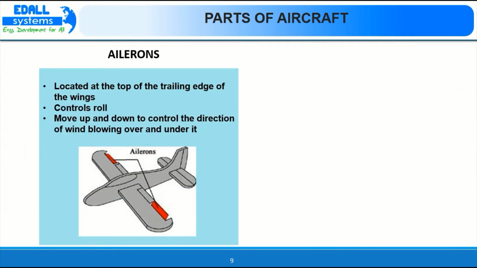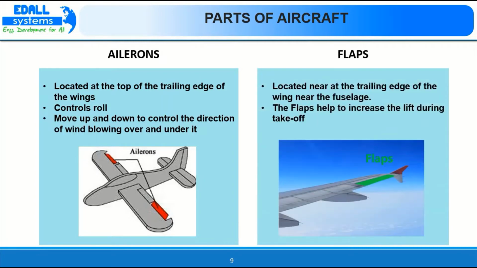So ailerons are located at the trailing edge of the wings, which control roll. They move up and down to control the direction of wind blowing over and under it. So these are located at the trailing edges of the wings and they help the aircraft to roll during the flight. Then we will see flaps.